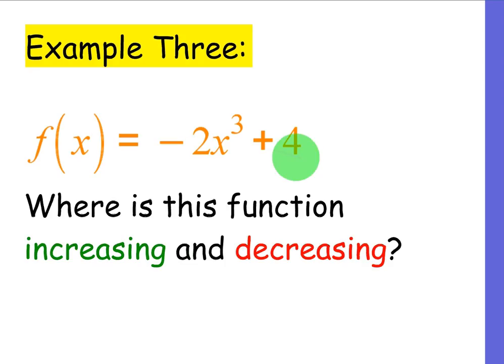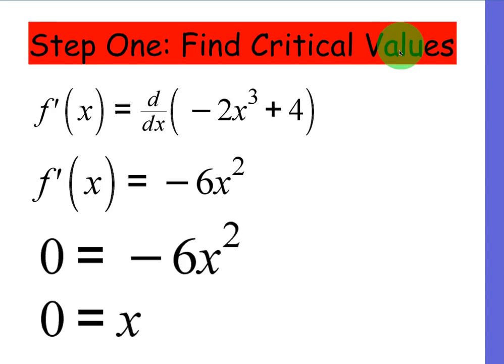Let's take a look at another increasing and decreasing example. We want to figure out where this function f of x equals negative 2x cubed plus 4 increases and decreases. This is example 3. So remember, you're going to find the critical values first. You're going to take the derivative of this function using the simple power rule.